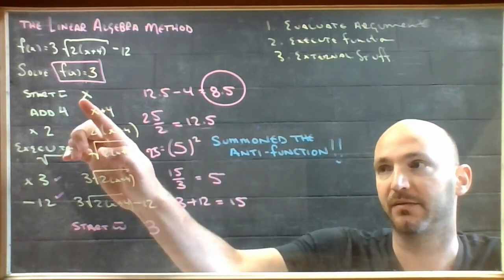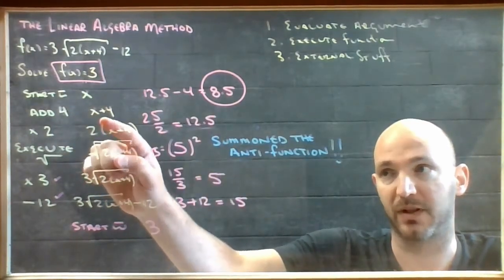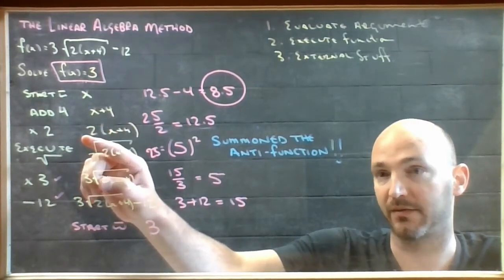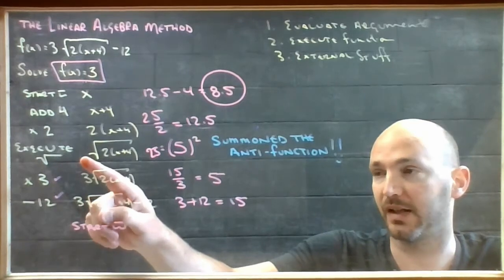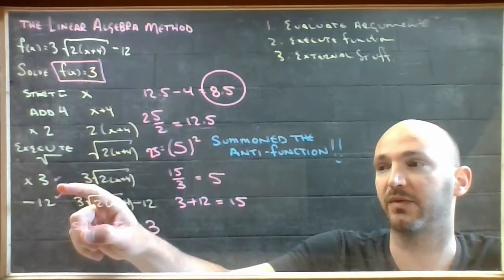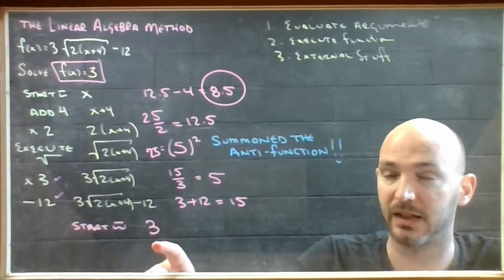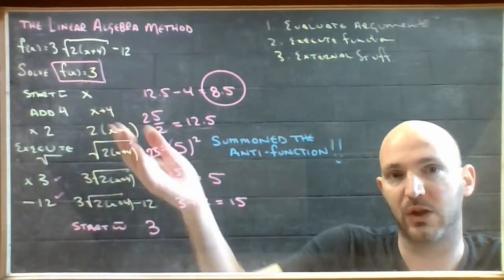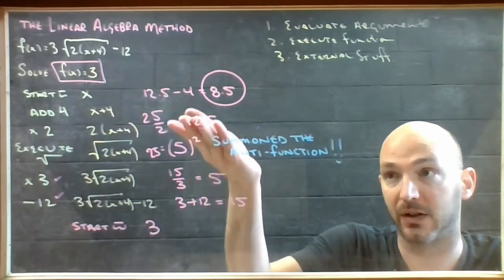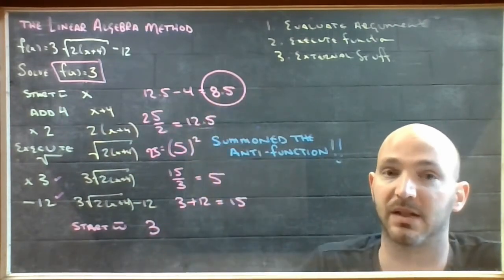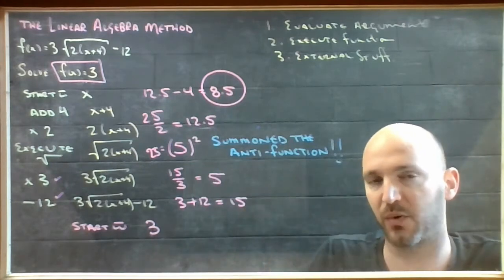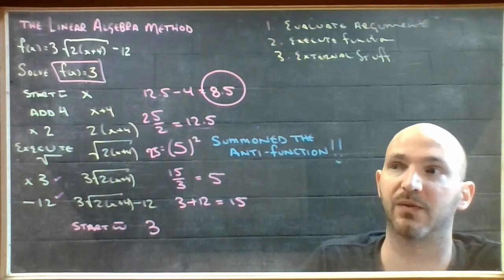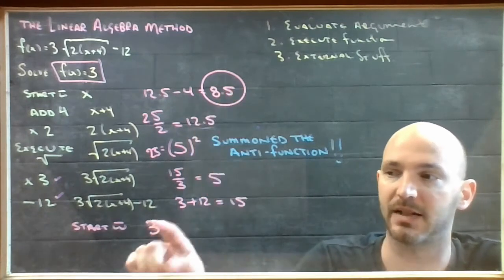8.5 plus 4 would be 12 and a half. 12 and a half times 2 would be 25. The square root of 25 is 5. 5 times 3 is 15, and 15 subtract 12 is 3. So by reversing these steps, you were able to reverse engineer the input from the output you receive from that function. And that's the entire point of algebra, is to be able to work backwards through the steps in order to figure out what number went in to have this number come out.